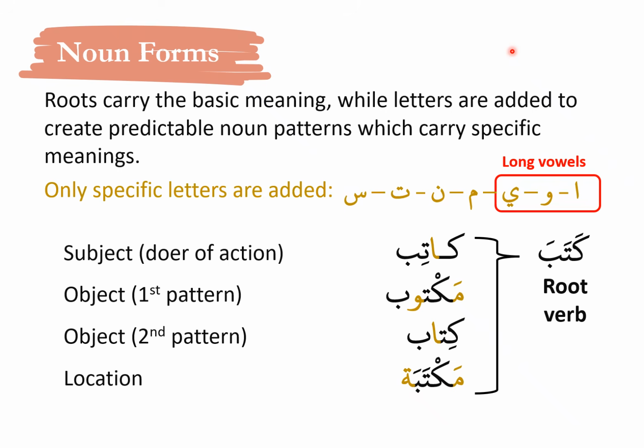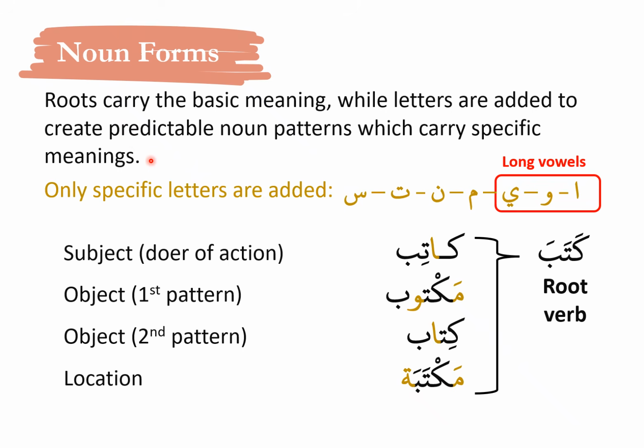So the first one is about extracting nouns from a certain verb, like for here, kataba. This is a root here. The root verb is kataba, and you extract different noun forms from it. The second system is about the verbs themselves. The root itself, you can extract different verb forms from this very same root, each one with a slightly different meaning. So we'll start with the noun forms.